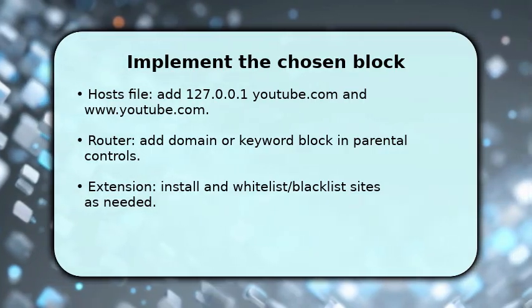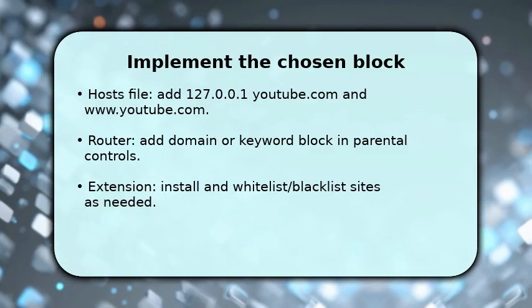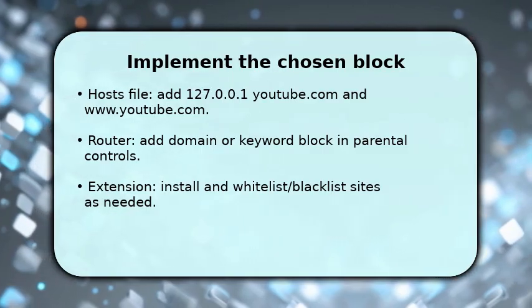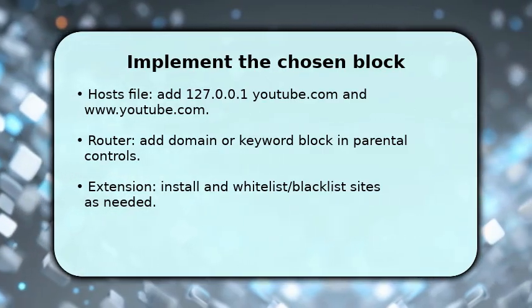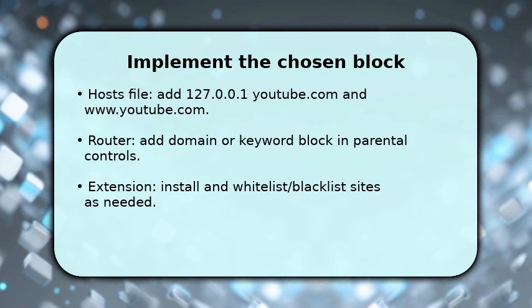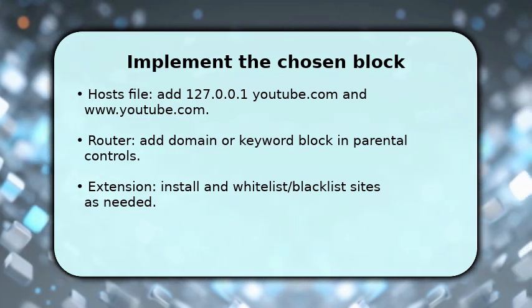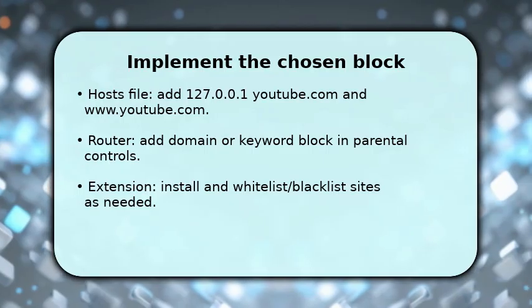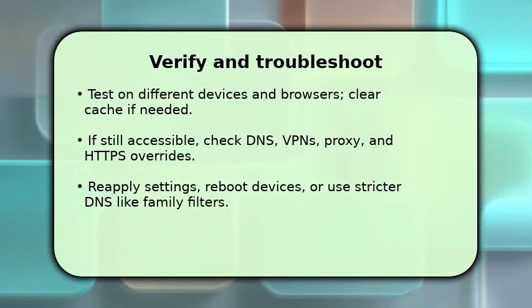If using a browser extension, install a site blocker, add youtube.com to the blacklist, and set any schedules or PIN protections. Make sure to test in a private window after each change. Finish by verifying the block across devices and browsers so you confirm success.